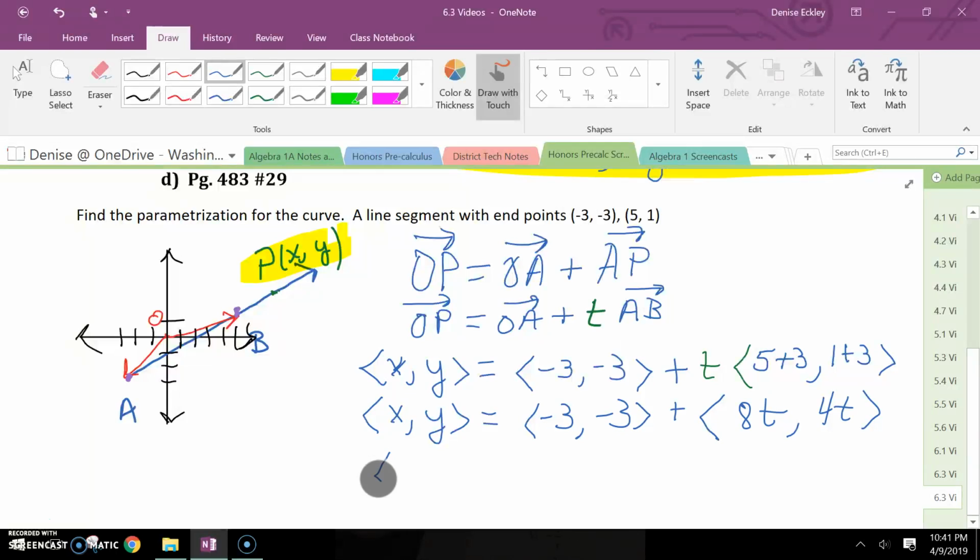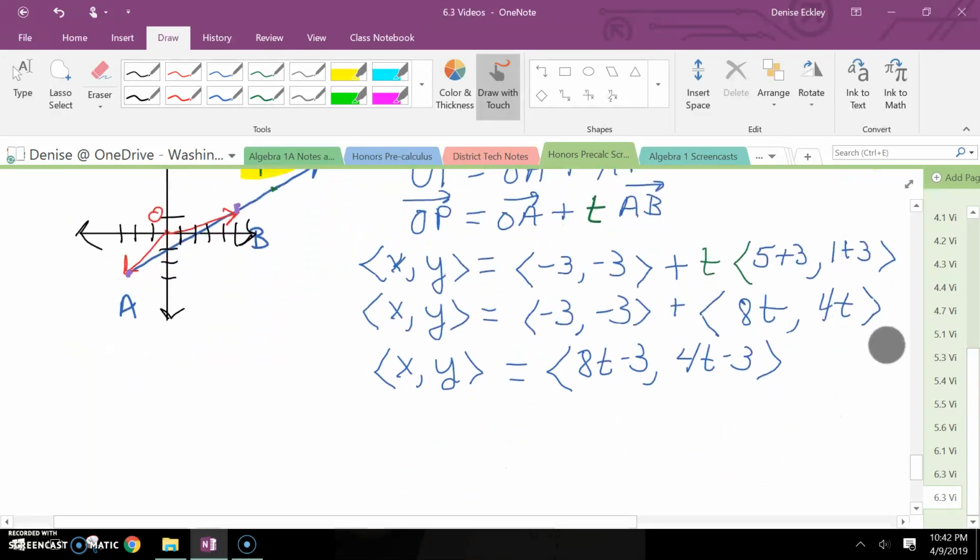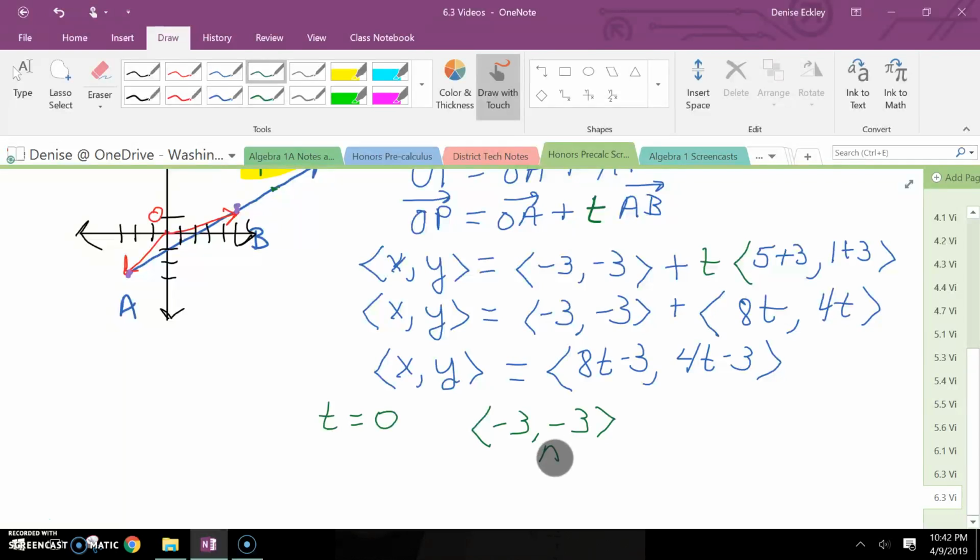Now adding the two vectors together to get the resultant xy, I get 8t minus 3 in the x direction and 4t minus 3 in the y direction. Now, that would be a line that would continue, but we want to bound it between A and B. So you just want to take a look at what you have here and notice that if t were equal to 0, by substituting in here, I would get (-3, -3), which is point A.